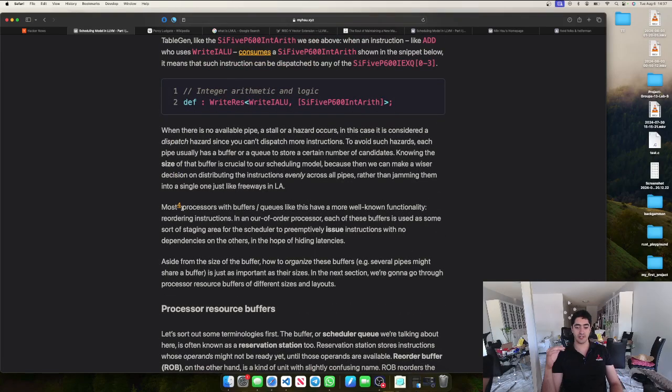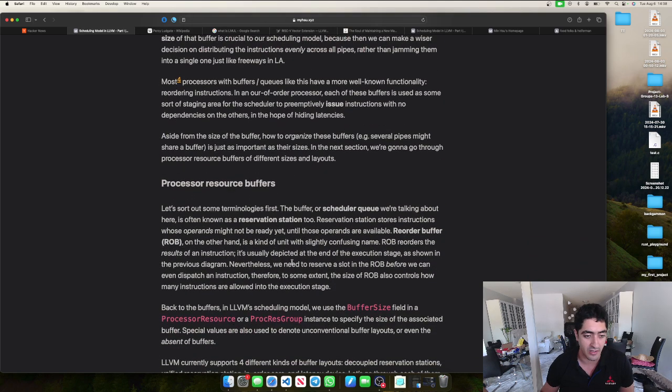Processors with buffers, queues like this have a more well-known functionality: reordering instructions in an out-of-order processor. Each of these buffers is used as some sort of staging area for the scheduler to preemptively issue instructions with no dependencies on the orders, in the hope of hiding latencies. Aside from the size of the buffer, how to organize these buffers, whether several pipes share a buffer, is just as important as their sizes. In the next section, we are going through processor resource buffers of different sizes and layouts.